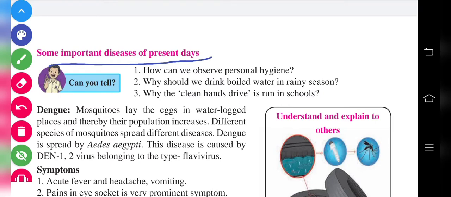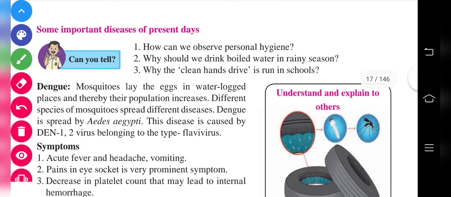The next important disease is dengue. Observe that the mosquito lays eggs in waterlogged places, and thereby the population increases. Dengue is generally observed in stagnant water, where the mosquito population increases. Different species of mosquitoes spread different diseases. Dengue is spread by Aedes aegypti.